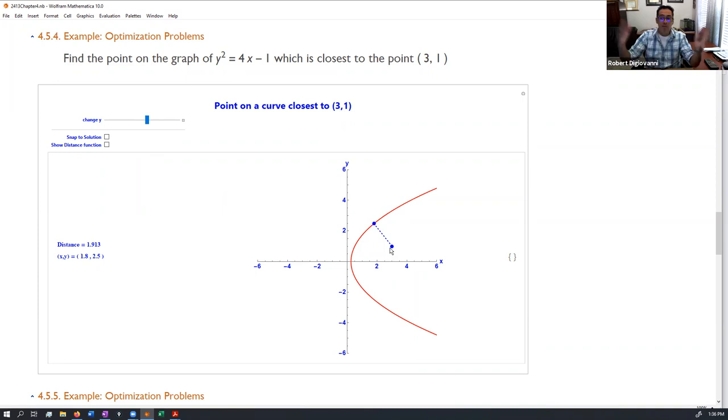Now, where would this be applicable in the real world? Can you think of where we might want to know something like this? I'm thinking like minimum distance or something, but.